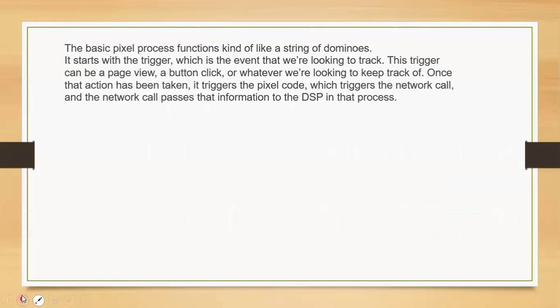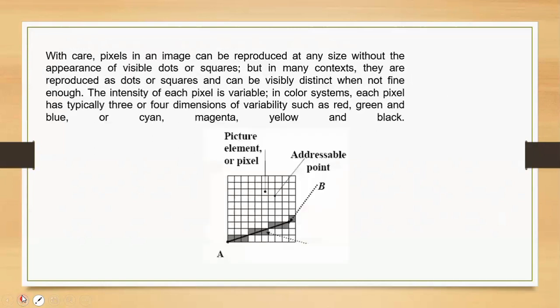So the basic pixel process functions kind of like a string of dominoes. It starts with the trigger, which is the event that we are looking to track. This trigger can be a page view, a button click, or whatever we are looking to keep track of. Once that action has been taken, it triggers the pixel code, which triggers the network call, and the network call passes that information to the DSP in that process.